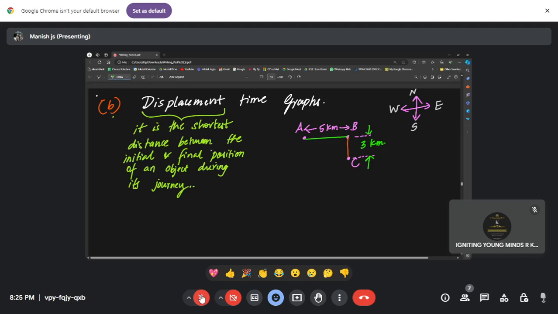Now the question is, what is the displacement of Rahul? He started with point A, this was his initial point, and C is basically his final point. Based on this data, you can identify the displacement. How do you compute it? By definition, it is the shortest distance between the initial and final position. So how do you find the shortest distance? You just need to draw a line between A and C, and that is the shortest path.